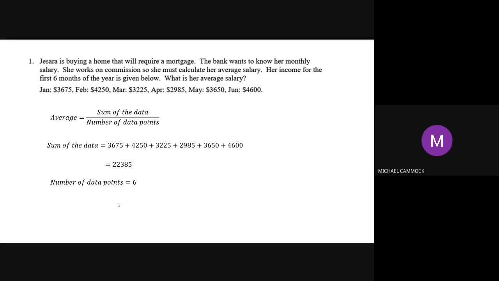I'm going to count the number of data points, and that's 6 months. 1, 2, 3, 4, 5, 6. That's 6 of them. And the formula says take the sum of the data points, which is this, over the number of data points, which is this. So here we go. Put that over that, and it gives me this number.